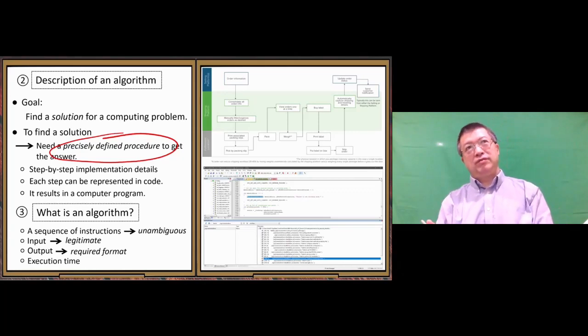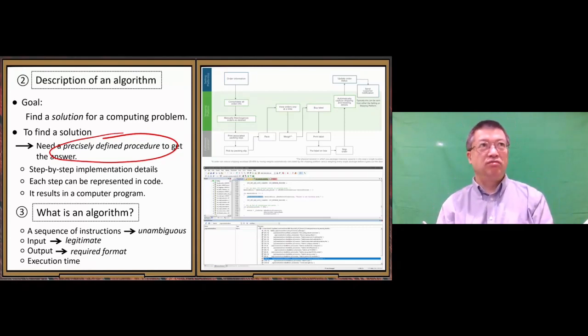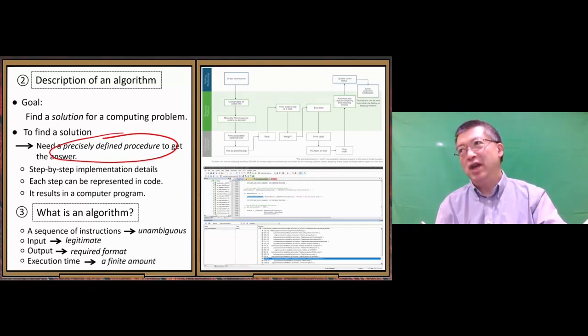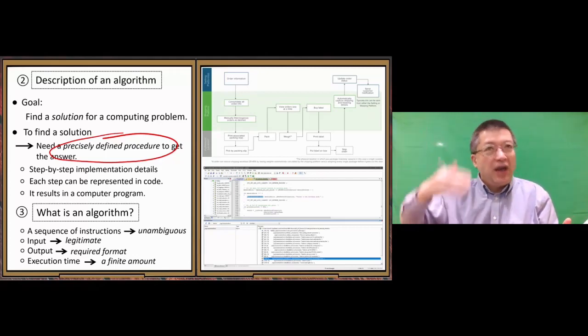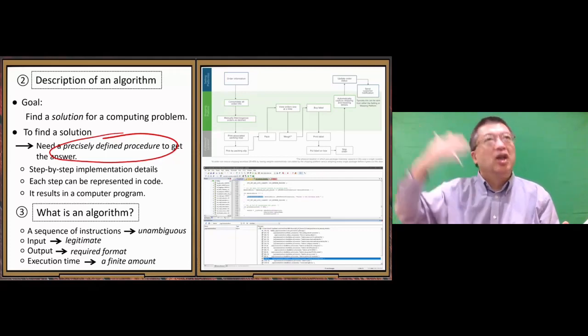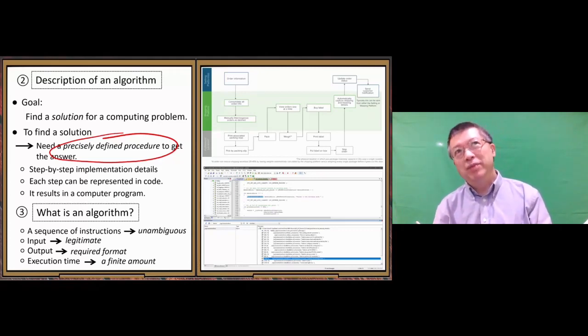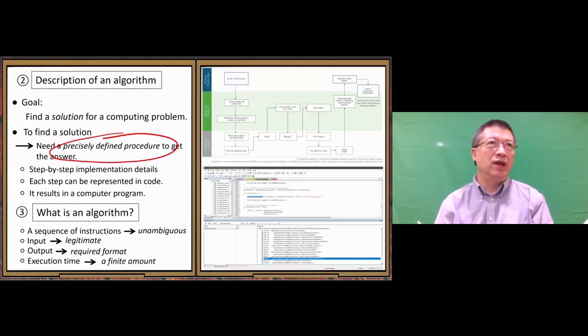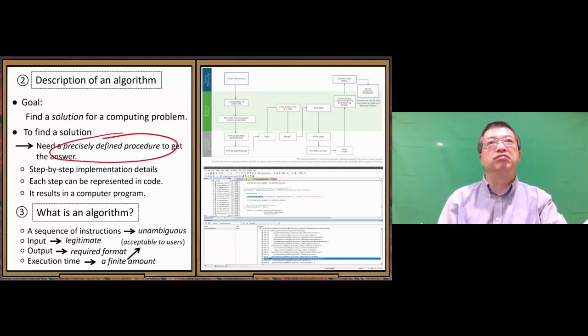Another important aspect, execution time. What's the condition on the execution time? It should be a finite amount. The number should be finite, not infinite. The program cannot keep running forever without terminating. But that's the minimum requirement. Even if the program can terminate, if it takes a long time, it's still not very good. So here I'd like to add an extra requirement: acceptable to users.